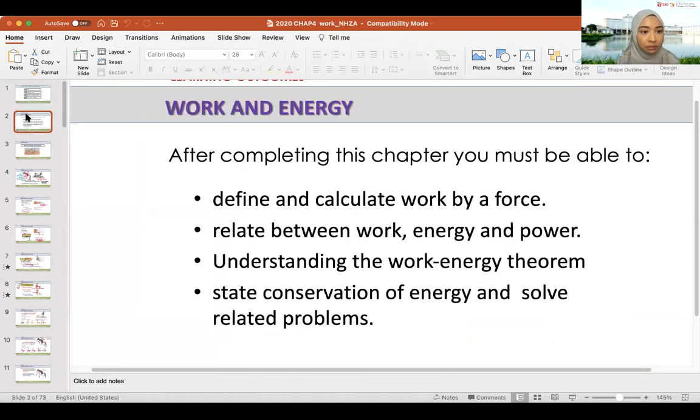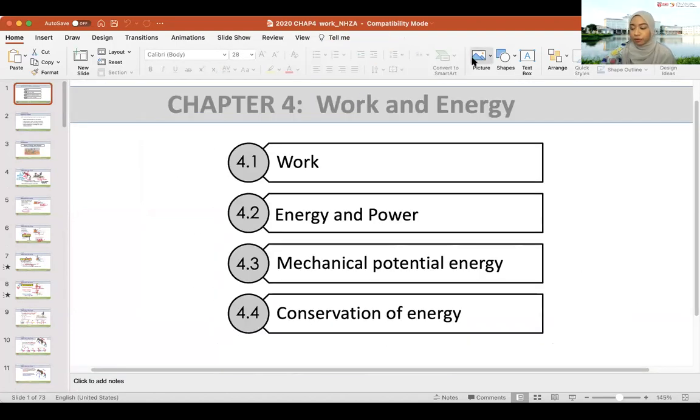Okay, so we are doing chapter 4 now. Kita sempat sikit je, sekejap je, tak apa. Let's just go for an intro.